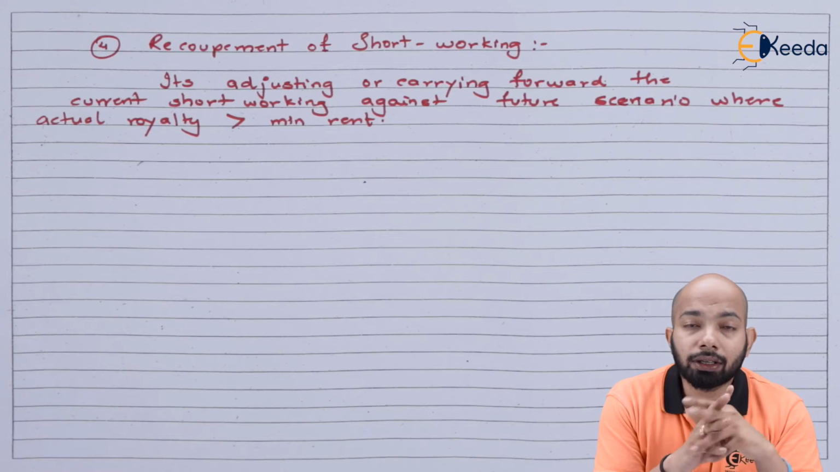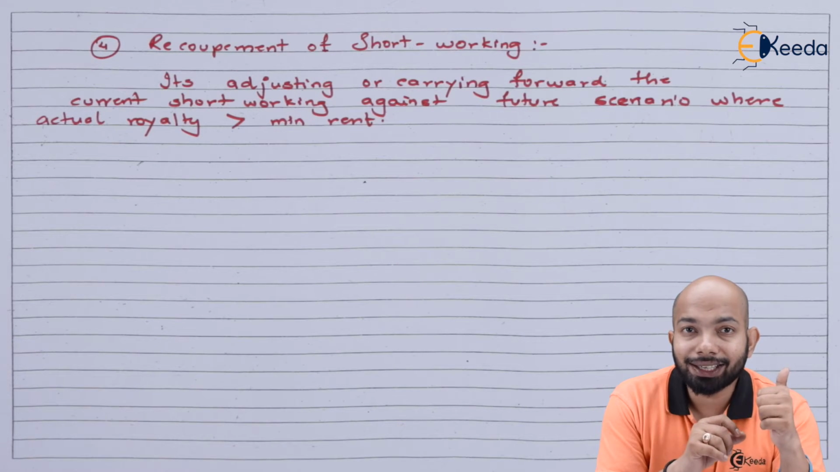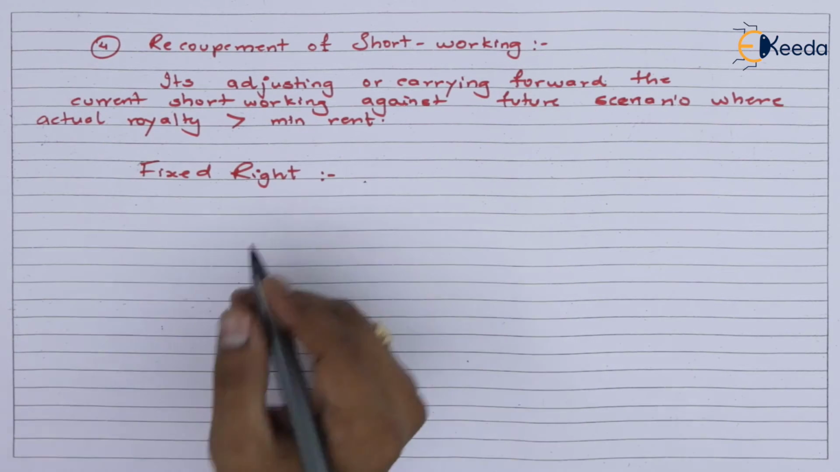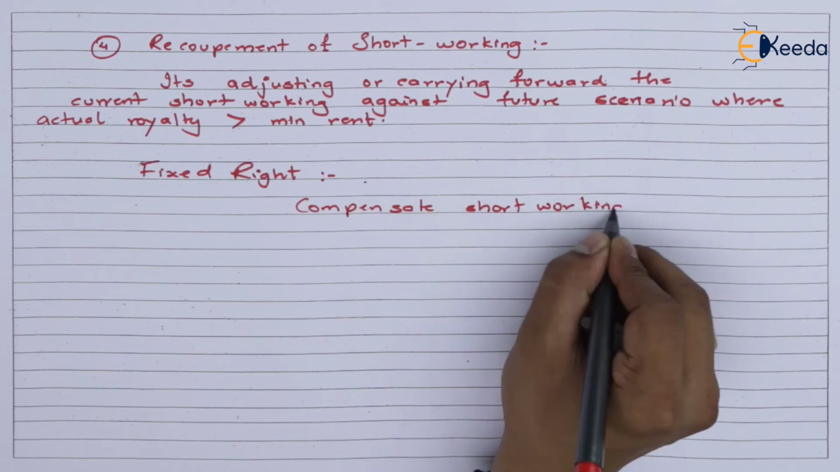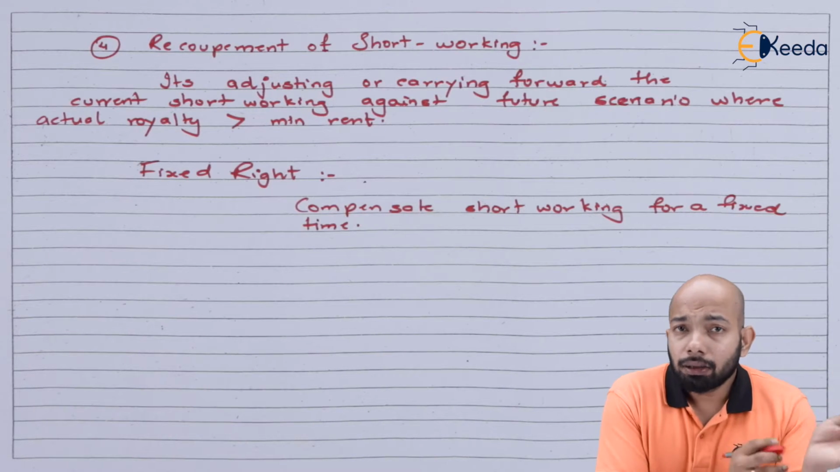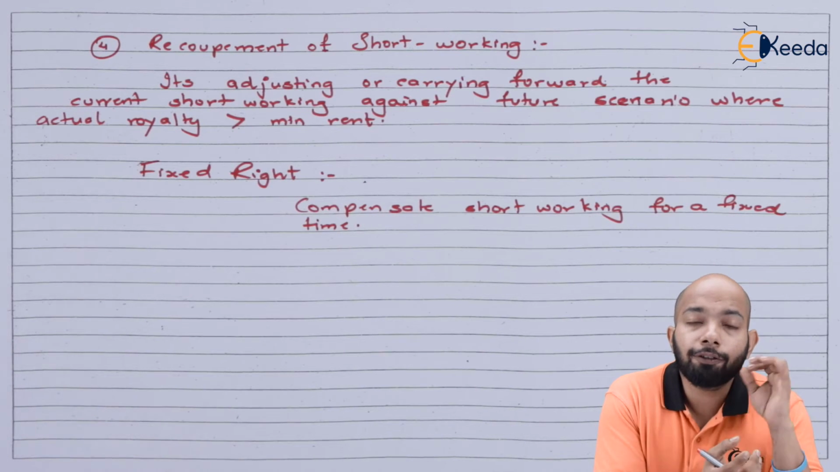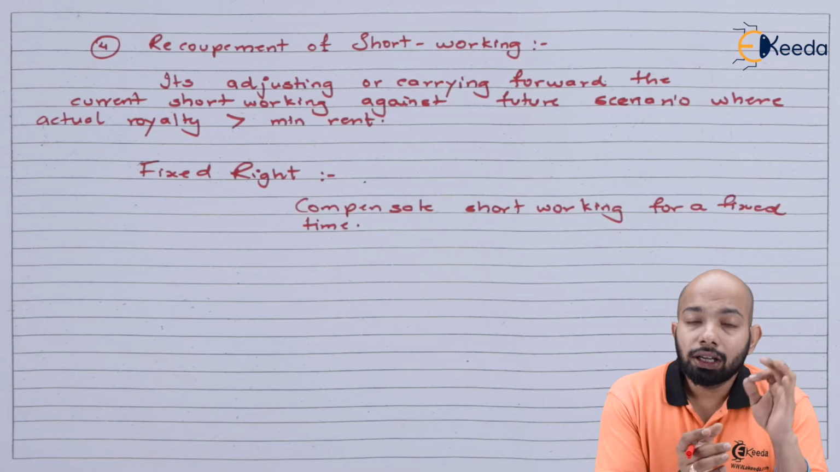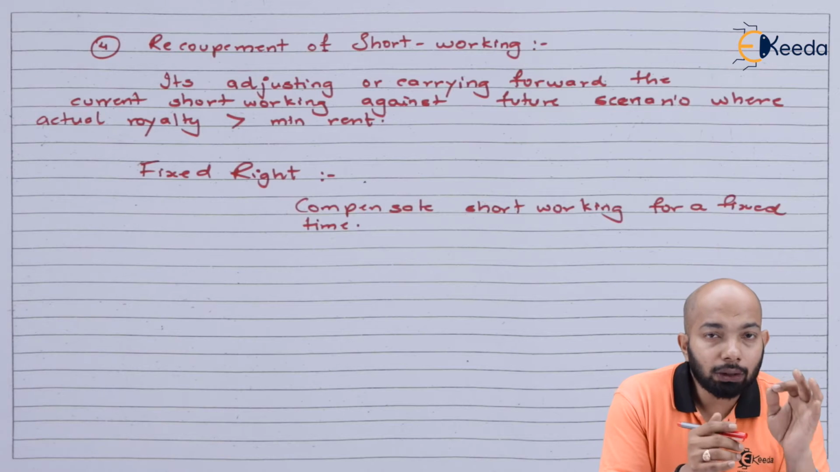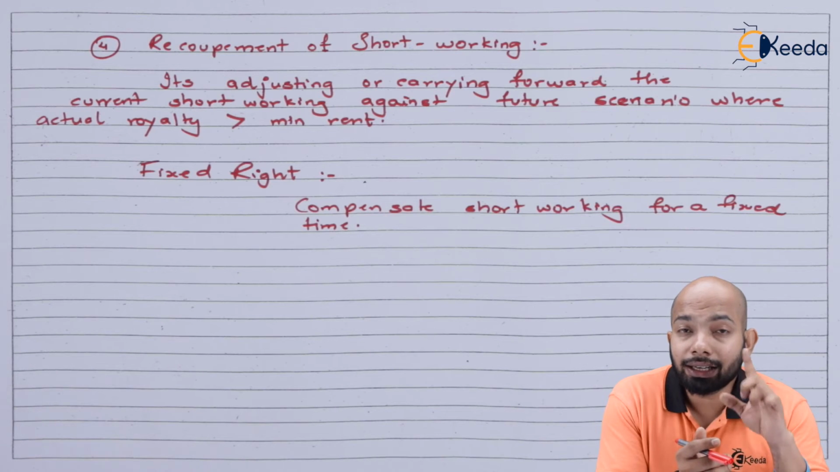Now, this is one of the parameters. Again, there are two rights of recoupment. One is a fixed right, second is a floating right. Under the fixed right, the lessor promises the lessee that he will compensate for the short working for a fixed time. It may be that for this year, the lessor promises the lessee that if there is any shortcoming this year, then he'll compensate for that. That is a fixed promise given by the lessor to the lessee. On the other hand, there is a floating right as well.